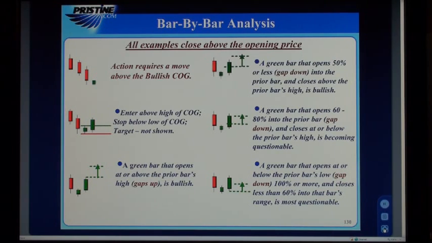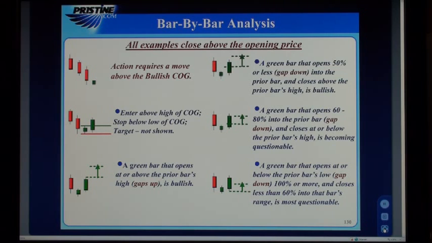In our right side middle example, we have a green bar, in other words, it closed above its opening price, but it gaps down 60 to 80% into the prior bar. Now it also closed below the prior bar's high, so this is becoming questionable. While it closed above its opening price, which is positive, it could not take out the prior bar's high, but did recover from the gap down. So this bar puts the prior move in question.